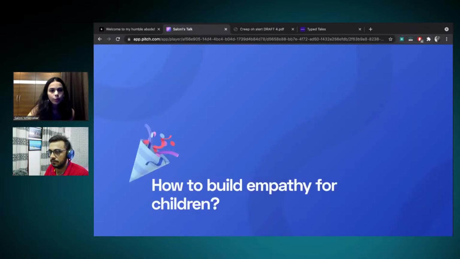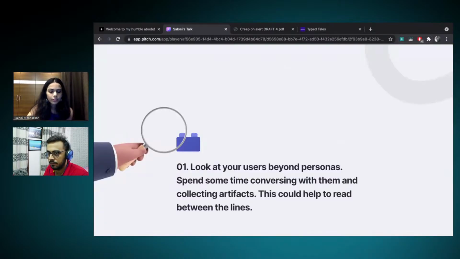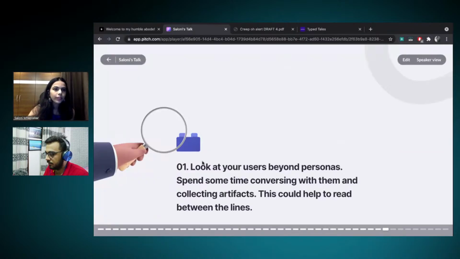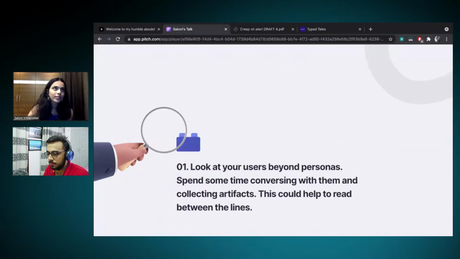So my last topic, which I want to talk about, is how to build empathy for children. These are just a few things I have learned over time, doing research, talking to 60 plus special educators and parents, that you need to look at your users beyond personas, especially children. Spend time with them, conversing with them, and collecting artifacts. This could help you to read between the lines. I love designing for children because they're always around you. I don't need to find them specifically.